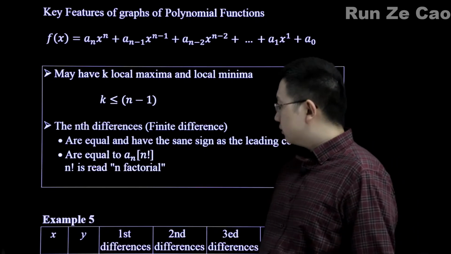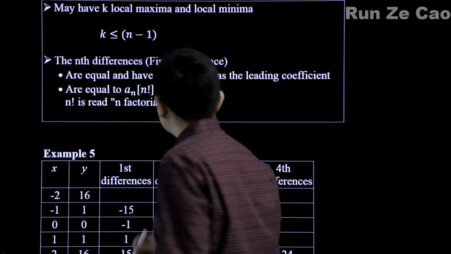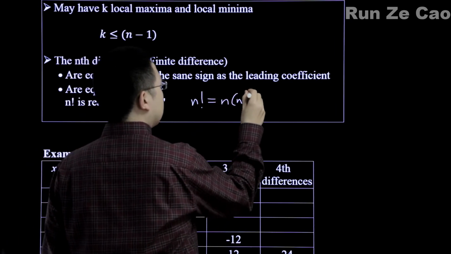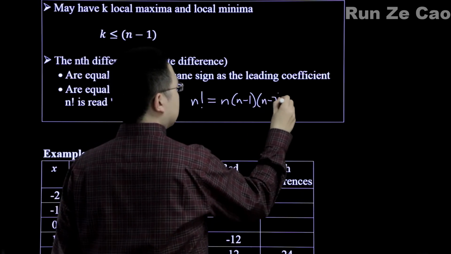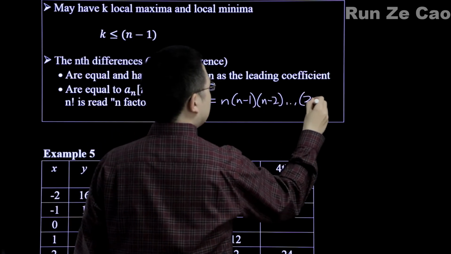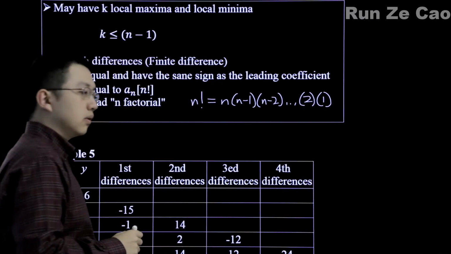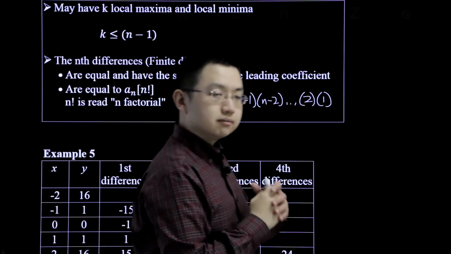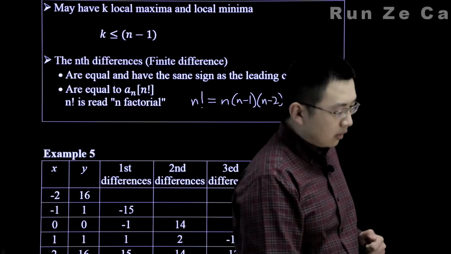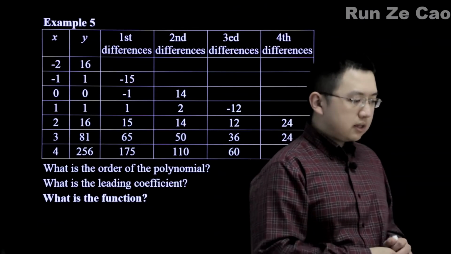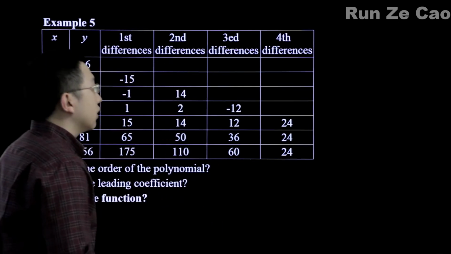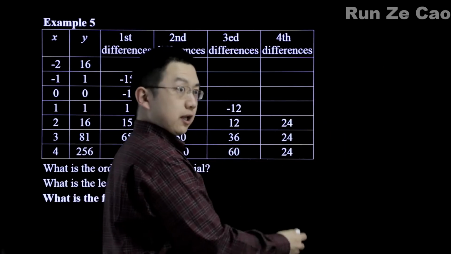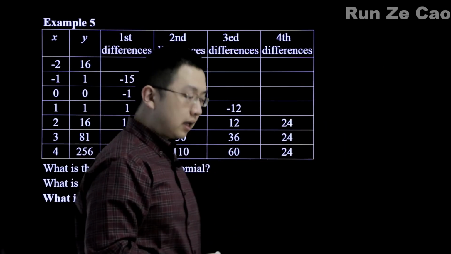The nth difference is going to be equal to an, the leading coefficient, multiplied by n factorial. What is n factorial? It's n times n minus 1, n minus 2, dot dot dot, times 2 times 1. So multiply all these numbers between n and 1 together, inclusive of both ends. So here we see a table of finite differences, because we don't do a fifth difference, which would be 0 for all of them.